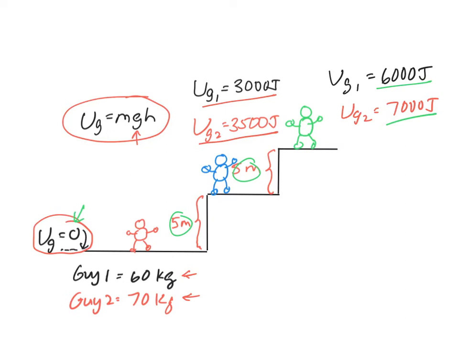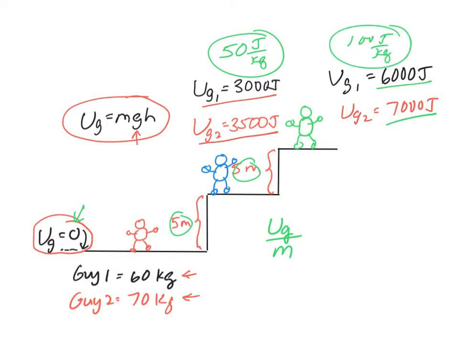Well, what if we talked about a quantity that is gravitational potential energy per unit of mass? So that's U_G over m. And we calculated that for these two guys at these three different levels again. So basically it's just g times h. So for each guy, this would be 50 joules per kilogram at this height and 100 joules per kilogram at this height. So no longer is it dependent upon mass.